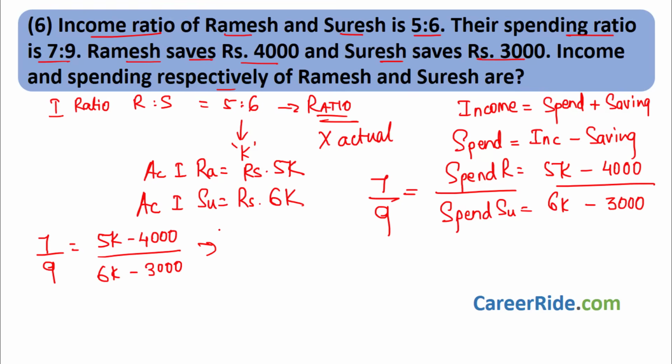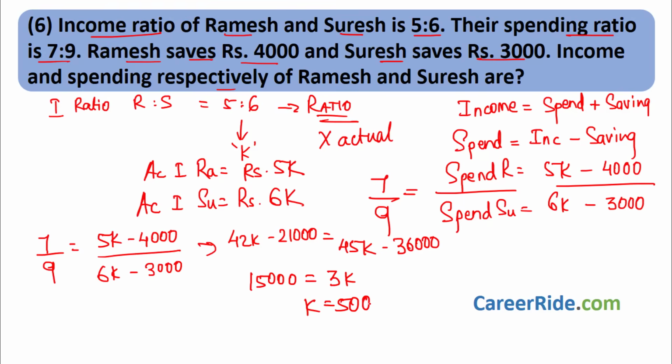What will we get? 7 6s are 42K minus 21,000 would be equal to 9 5s are 45K minus 9 4s are 36,000. Okay. So take this 42 over here, 36 over here. 36 minus 21, 15,000 would be equal to 3K. K would be equal to 5,000. Now we got the value of the common factor.